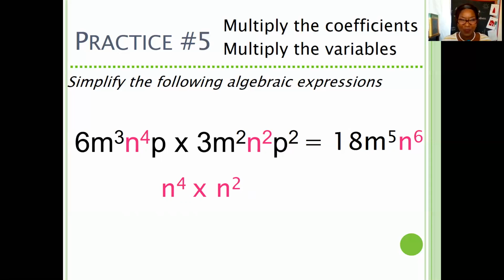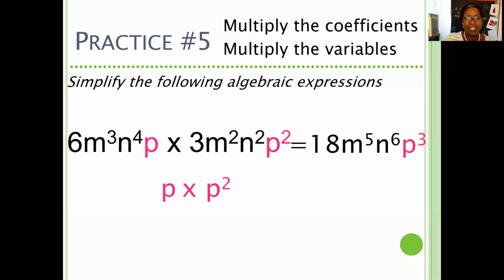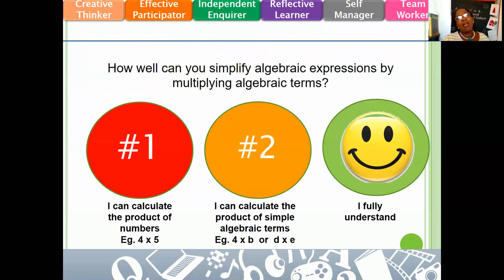I can't hear you. You gotta say it. You really gotta say it. Those of you who said P times P squared, you're correct. That is the final thing. P times P squared. Our answer for practice question number 5 is 18 m to the 5th power, n to the 6th power, p cubed. That is the correct product. All right.